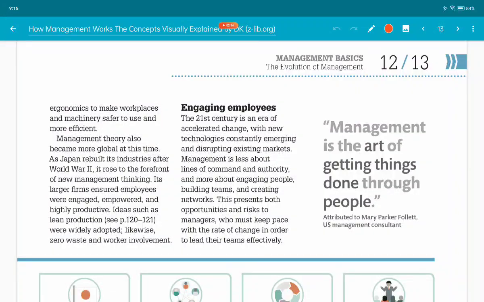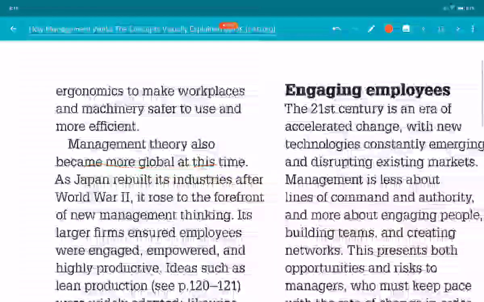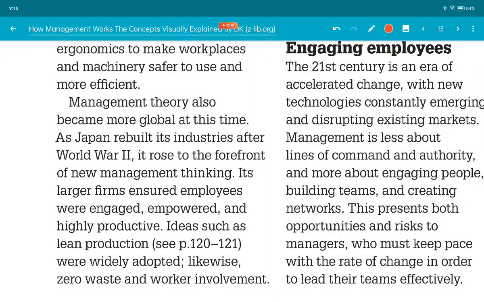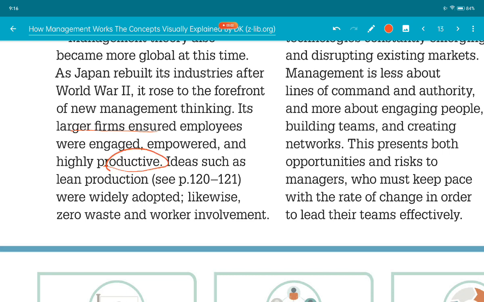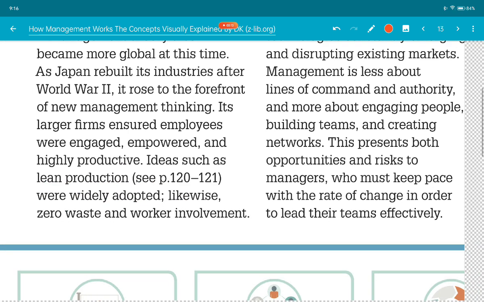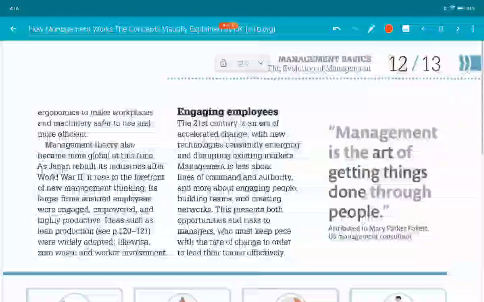Ergonomics aimed to make the workplace and machinery safe to use and more efficient. Management theory also became more global at this time, as Japan rebuilt its industries after World War II. It rose to the forefront of new management thinking. Its large firms ensured employees were engaged, empowered, and highly productive. Ideas such as lean production were widely adopted, likewise zero waste and work environment.